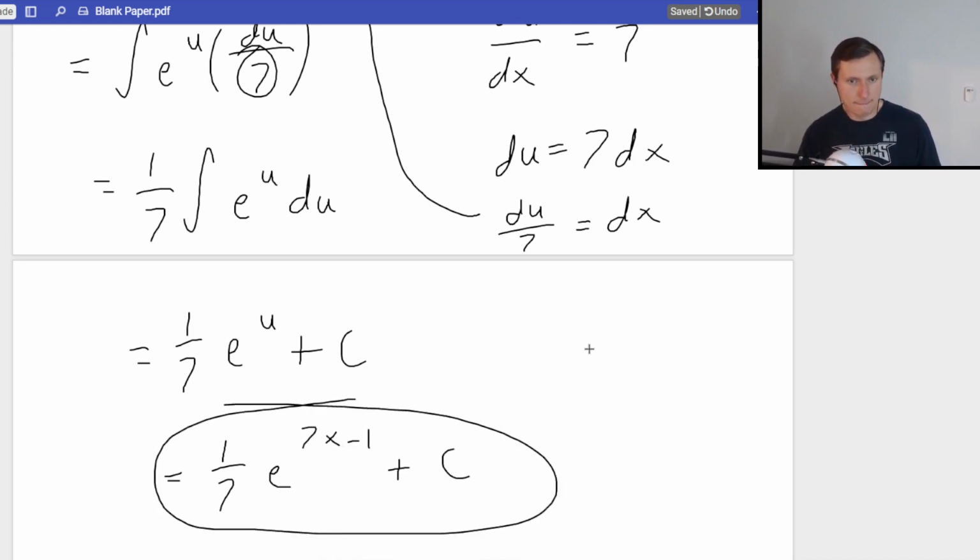Final answer. Any questions? So with the problems with the e that have something in the exponent other than x, you have to use U substitution because it's chain rule, right? Exactly. Okay. Any other questions?